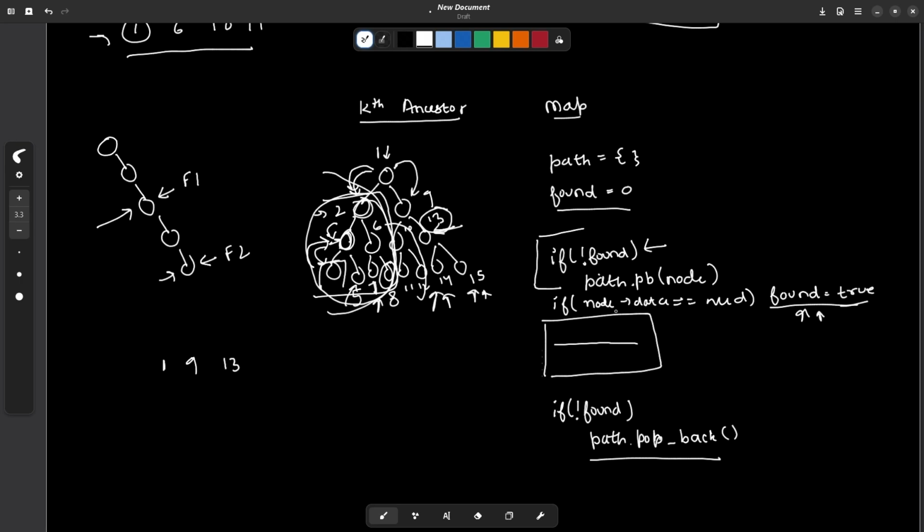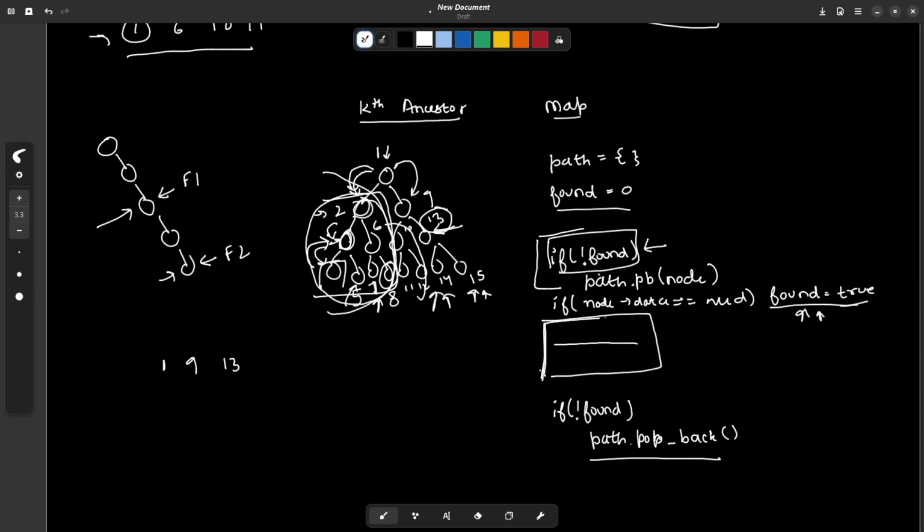So remember, if you're only looking for one node, then you can return from here. Otherwise, if you're finding two or more nodes, you cannot return from here, right? So this is the core idea. Now, since you have marked this as found, whenever you use it for 14 and 15, you will see that this condition is present, that you're pushing only when that element is not found. So in that case, you will see that these nodes 14 and 15 will never get pushed.